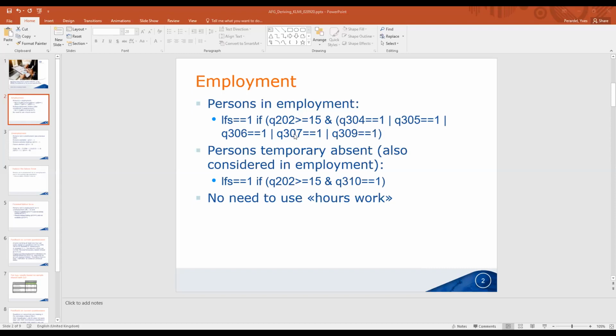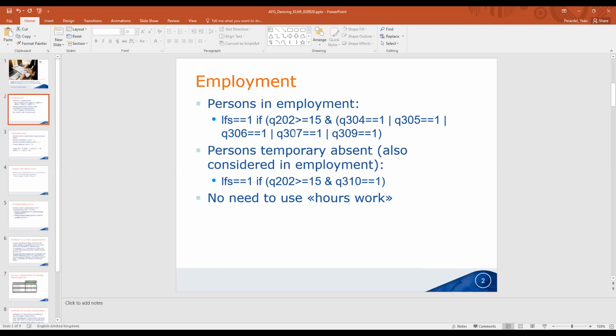And the last one we need here to define employment is 309. Did you perhaps do any of this activity, even if just for 1 hour in the last week? So it's a sort of additional question to ensure that persons who did it just for a few hours are still counted. So again, we should include the persons answering yes here as in employment. So that's the first group, and that's usually the largest group of persons that will be classified in employment.